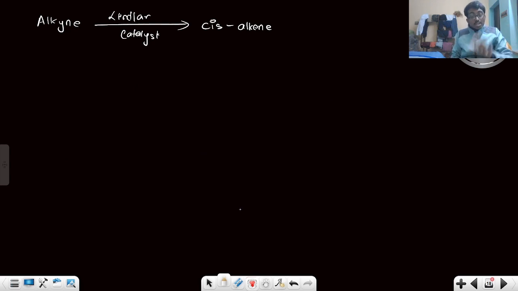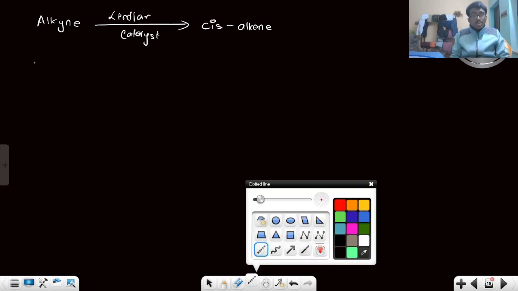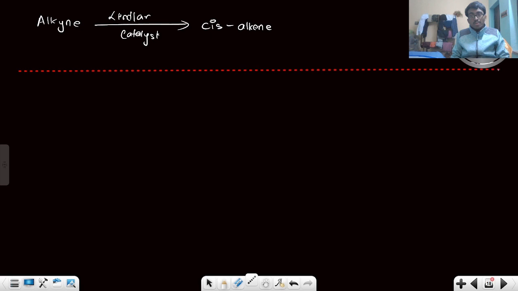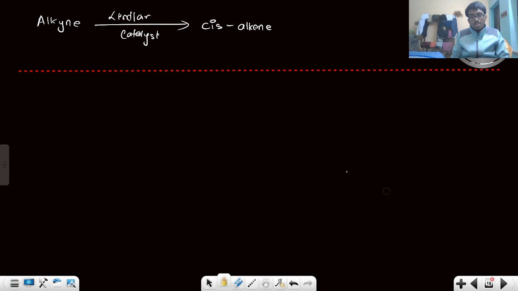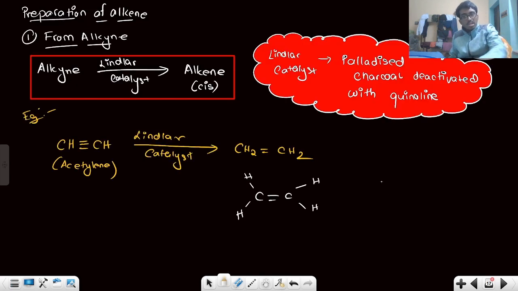Now there is another case where we can get trans alkene. That is also from alkyne only. How? Let's check. This is called Birch reduction. Birch reduction. This I have not told you there as a topic, I have not mentioned it over here, but this will come under alkyne only.